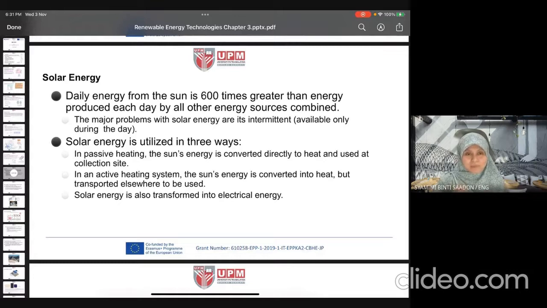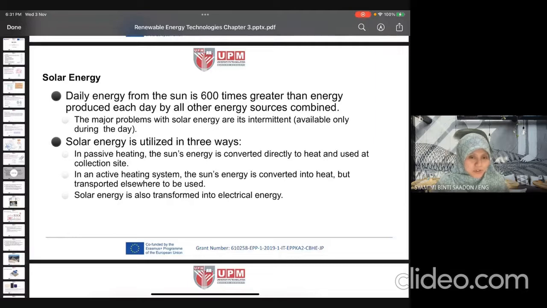So we have to think about the storage system, or sometimes we have to do a hybrid system, solar with wind or solar with geothermal, because solar energy is not available 24 hours throughout the day and night. That is one of the major drawbacks.